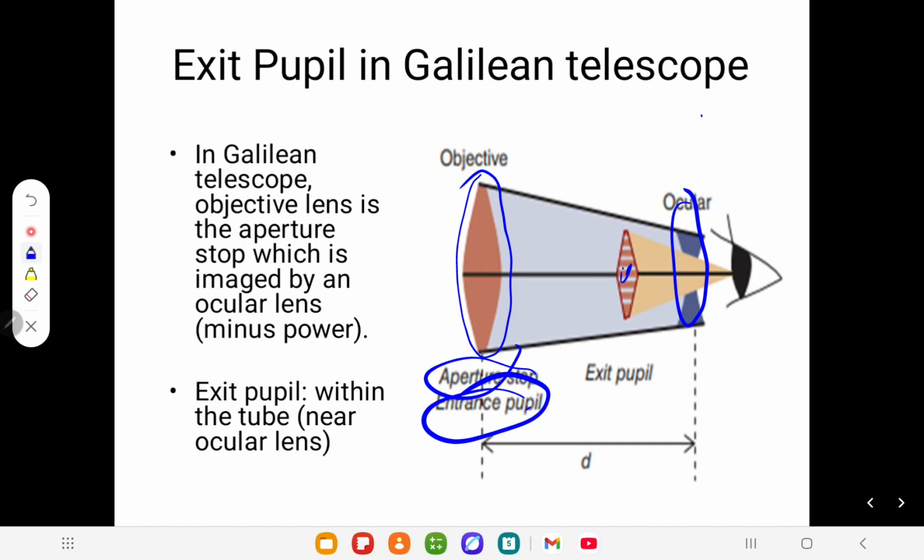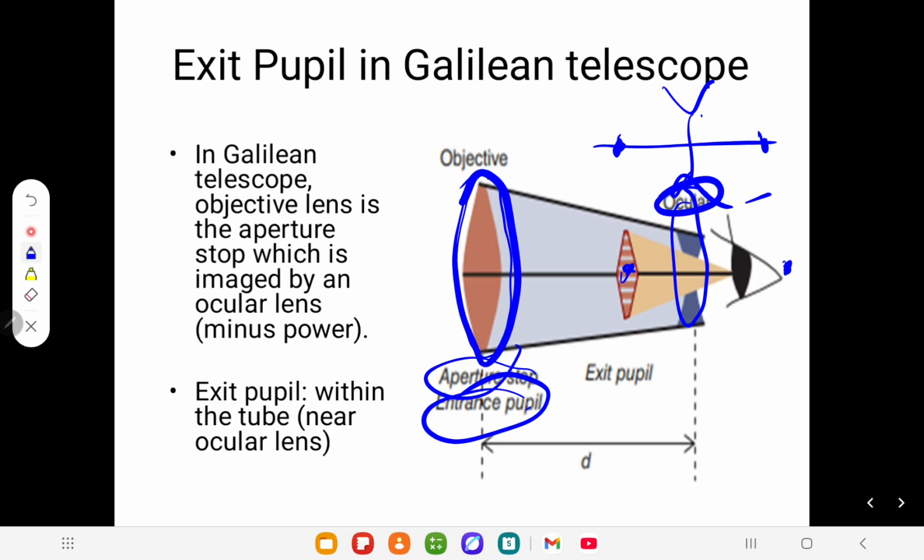It has secondary focal point here, not here. Okay, because the ocular lens is negative. A negative lens has secondary focal point here, primary focal point here. So the image of the objective lens made by the ocular, which is a negative lens, where does it make it? It definitely makes it at the secondary focal point. So the secondary focal point lies between the objective lens and the eyepiece.